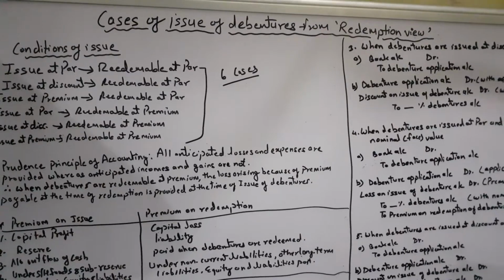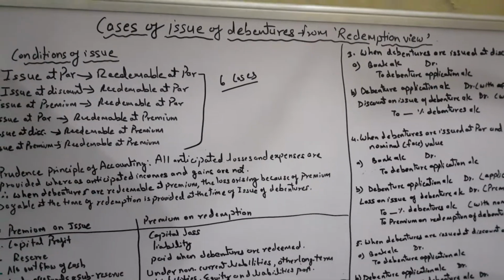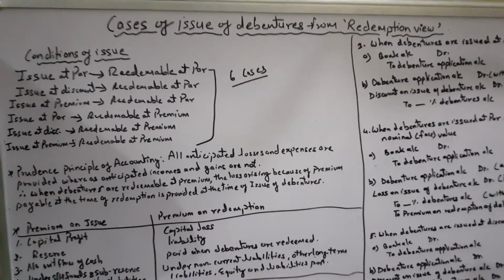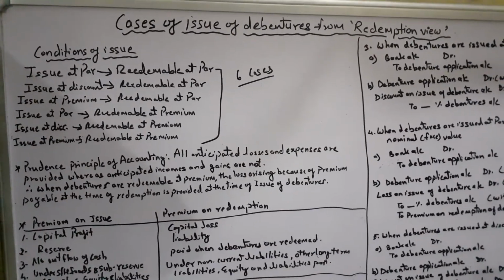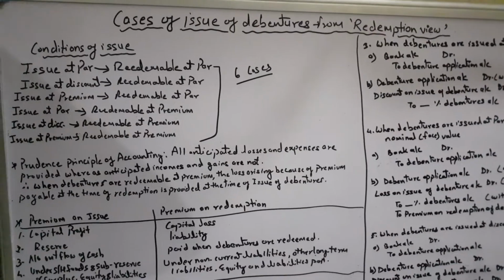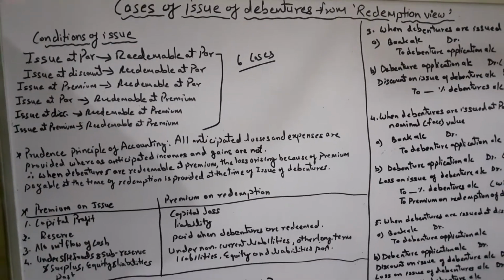Let's discuss the topic cases of issue of debentures from redemption view. Redemption is something that you have to pay off. The company issued debentures for a certain period of time. After the completion of that period, those debentures have to be paid off. That amount has to be paid off, right? So let's see what the conditions are.